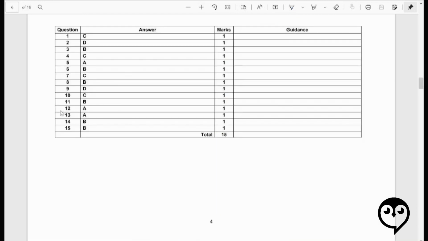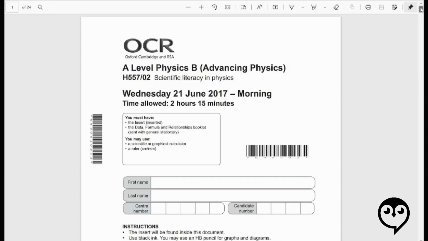All right, moving to take a look at the answers real quick. We were doing questions 13 and 14, and we said A and B, didn't we? Okay, next I've got an OCR Physics B question. This is Advancing Physics, Literacy in Physics.